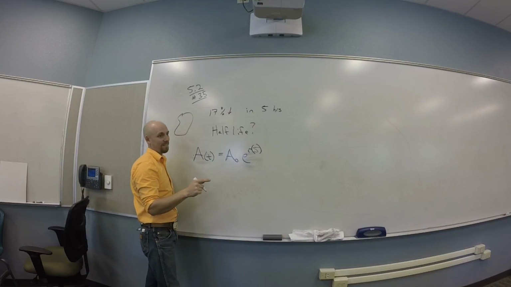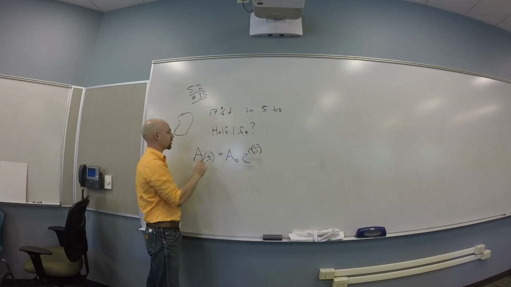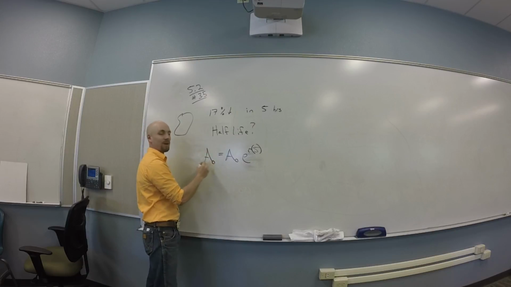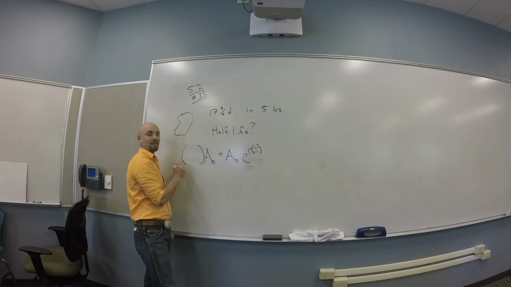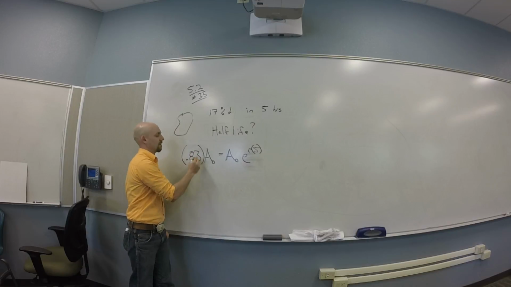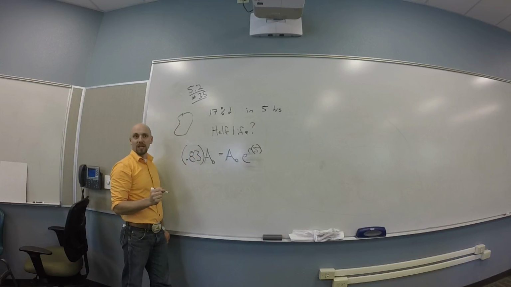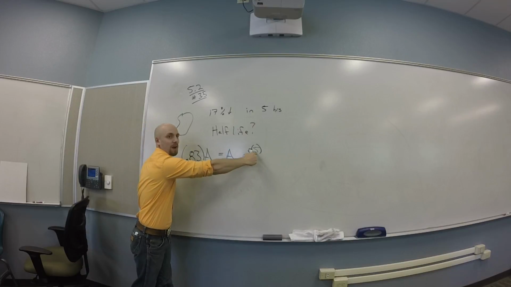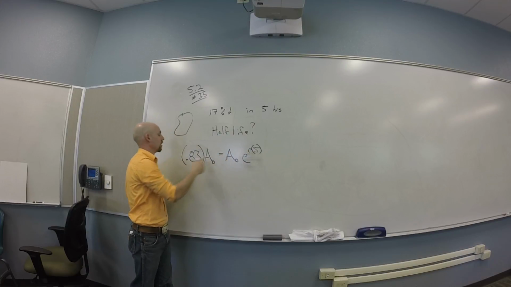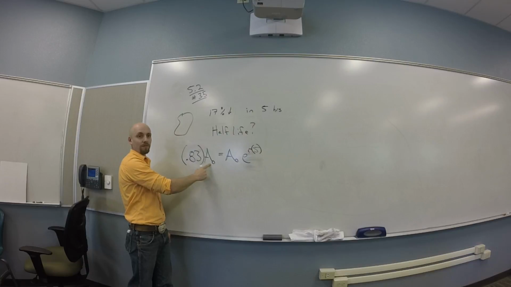It's 17% in 5 hours, which means that the amount after 5 hours is whatever the amount was you started with, times what? 0.83. Yeah, because 83% is 1 minus 0.17. You guys see that? So this is after 5 hours, starting with an initial amount of A0 and decaying at a rate that I don't know. There's 83% of A0 left.